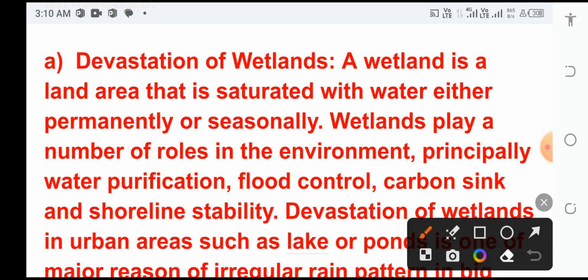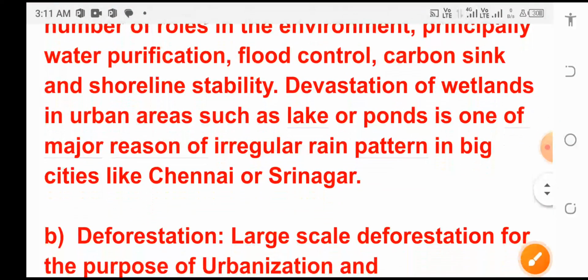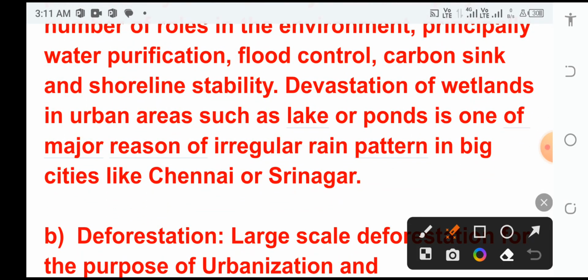First is devastation of the wetland. A wetland is a land area that is saturated with water, either permanently or seasonally. Wetlands play a role in the environment, principally water purification, flood control, carbon sink and shoreline stability. Devastation of wetlands in urban areas, such as lakes and ponds, is one of the major reasons for irregular rain patterns in big cities like Chennai and Srinagar.